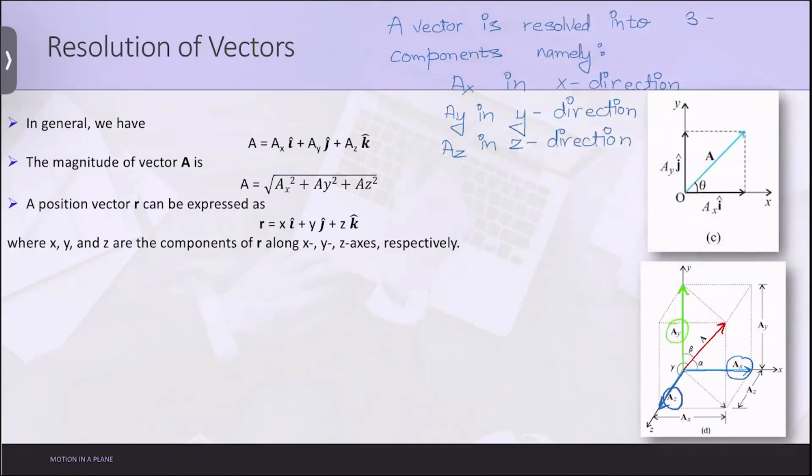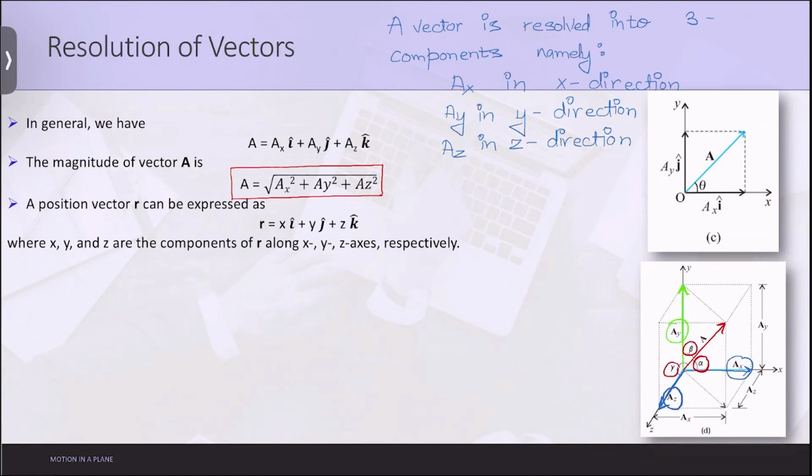If you know the value of ax, ay, and az, we can calculate the magnitude of capital A. How? A is nothing but equal to under root of ax square plus ay square plus az square. Similarly, if we know the values of ax, ay, az, and also the value of A, then we can calculate these inclinations also.